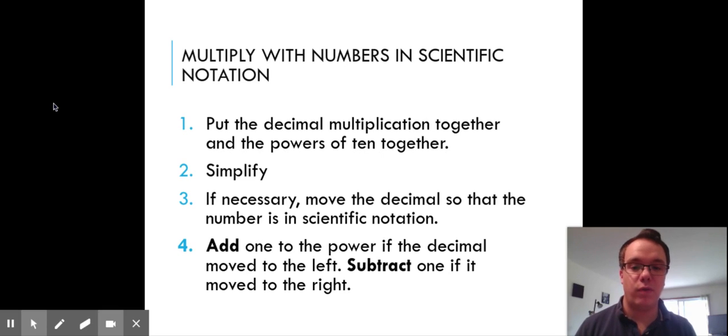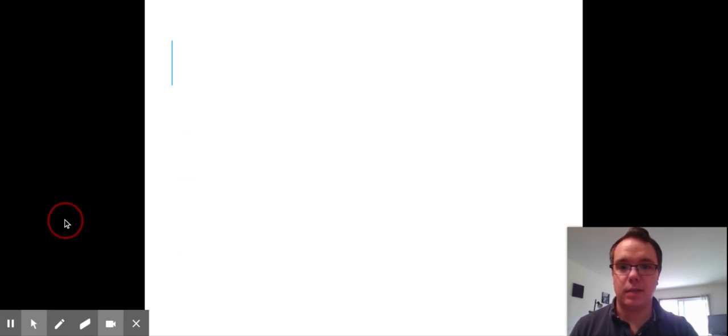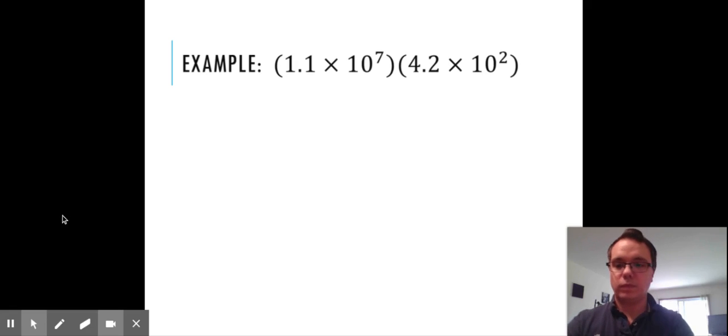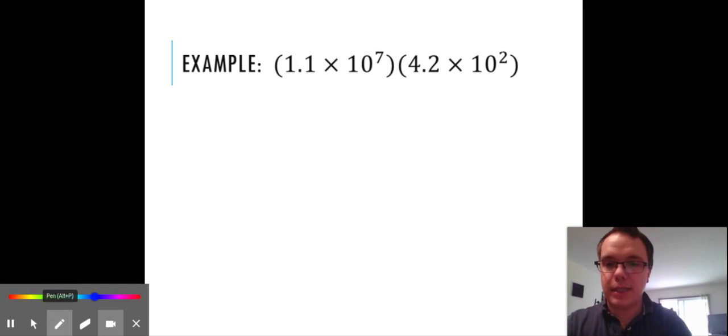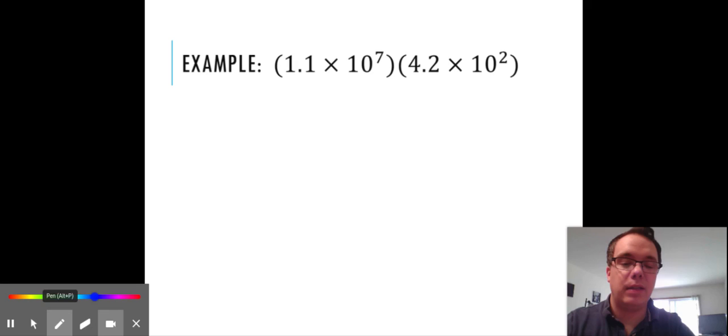And if we have to move our decimal point to the left, we're going to add 1 power. If we have to move it to the right, we're going to subtract 1 power. So let's actually do an example so this makes sense. So our example is 1.1 times 10 to the 7th times 4.2 times 10 to the negative 2.